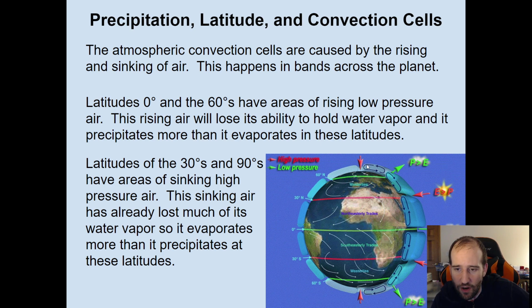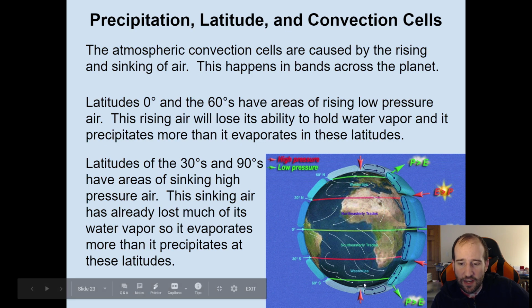And then here, when you go all the way up to the North Pole, that air sinks again, and that creates a high pressure area. So that becomes really dry. That's one of the reasons why at the North and South Pole, it doesn't really precipitate so much.